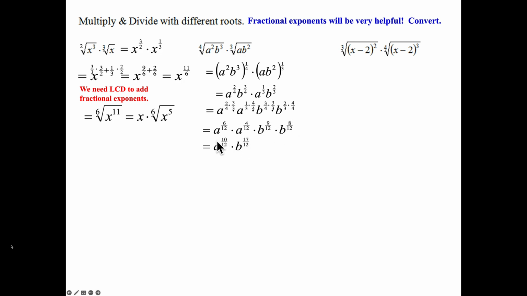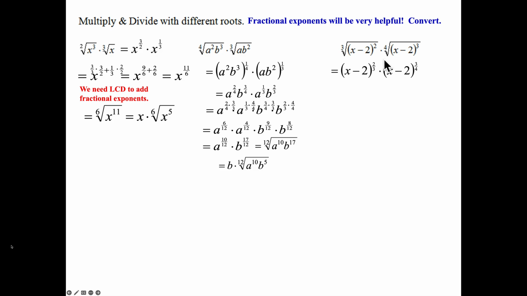Again, don't reduce. We want the denominators to be the same, so we can rewrite this now as the 12th root of a to the 10th, b to the 17th, and we can use our Gazinta rule because 17 as a power is bigger than the root. So 12 goes into 17 once with b to the 5th left over, and there's our final answer.